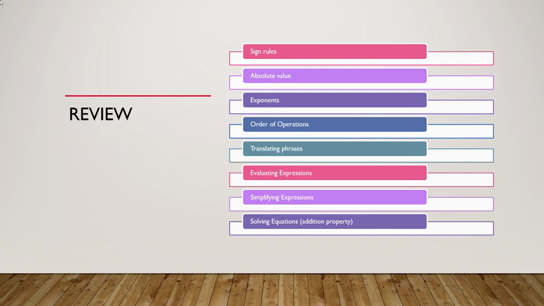Evaluating expressions, that's the same as substitution. Simplifying expressions just means that you're making an expression more simplified. It still has variables and constants. Constants is just a number that doesn't have a variable attached to it. And then solving equations. And here we just went over the addition property. Whatever you add or subtract, whatever you do to one side, do to the other side.